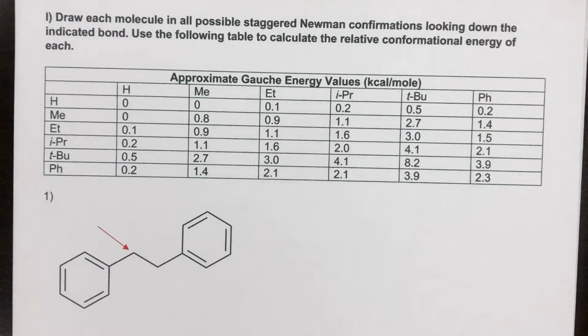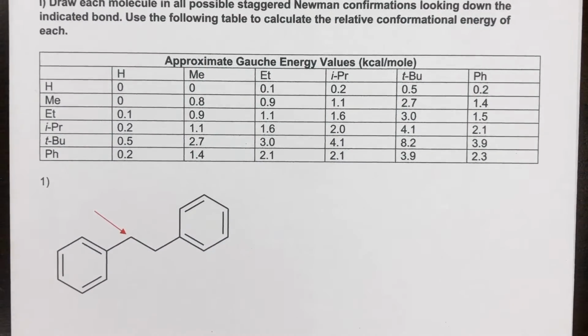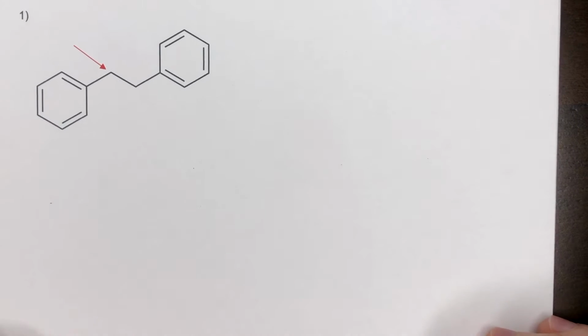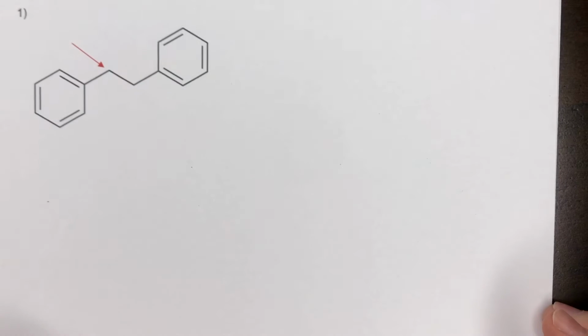Here is our molecule that we're asked to draw. We don't need the energy values at this stage because we simply need to draw the Newman projections first, and then we can compare what type of interactions are present in the different staggered conformations.